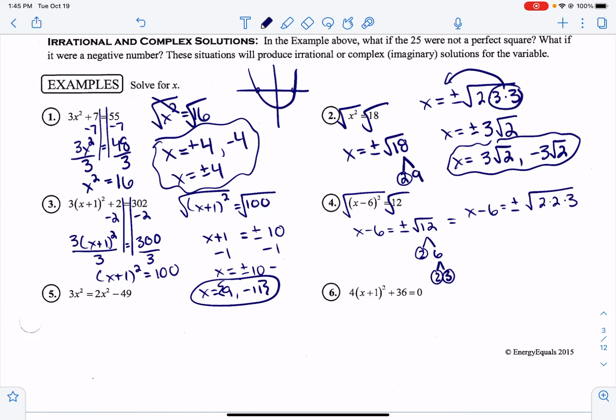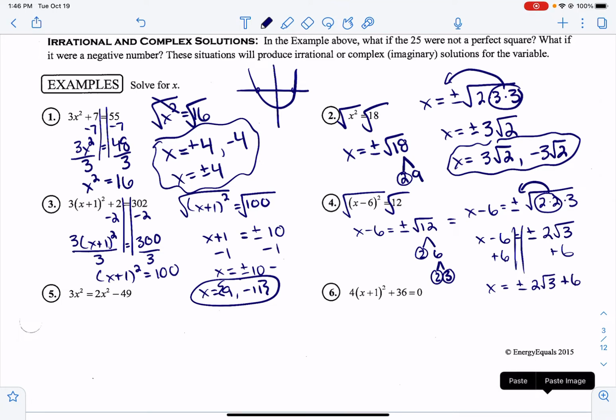And I'm looking for doubles, and there's a double right there. So those 2's get to move out front. So x minus 6 equals a plus minus 2 on the outside, root 3 on the inside. Okay, what's left? I've got a minus 6 over with my x. I want to get rid of that, so I'm going to add 6 to both sides. So my final answer, x equals a positive and a negative 2 root 3 plus 6.